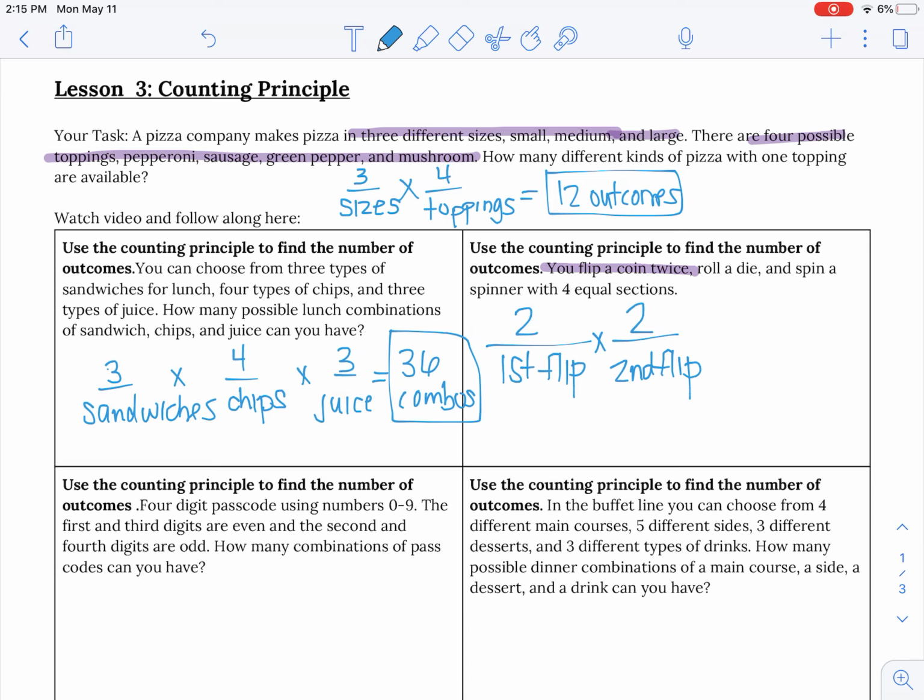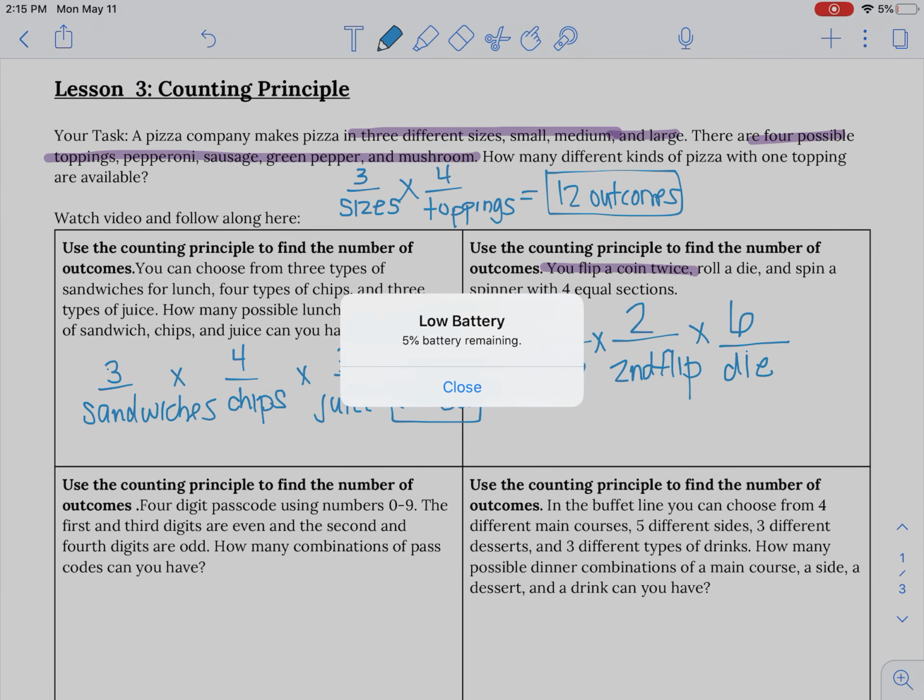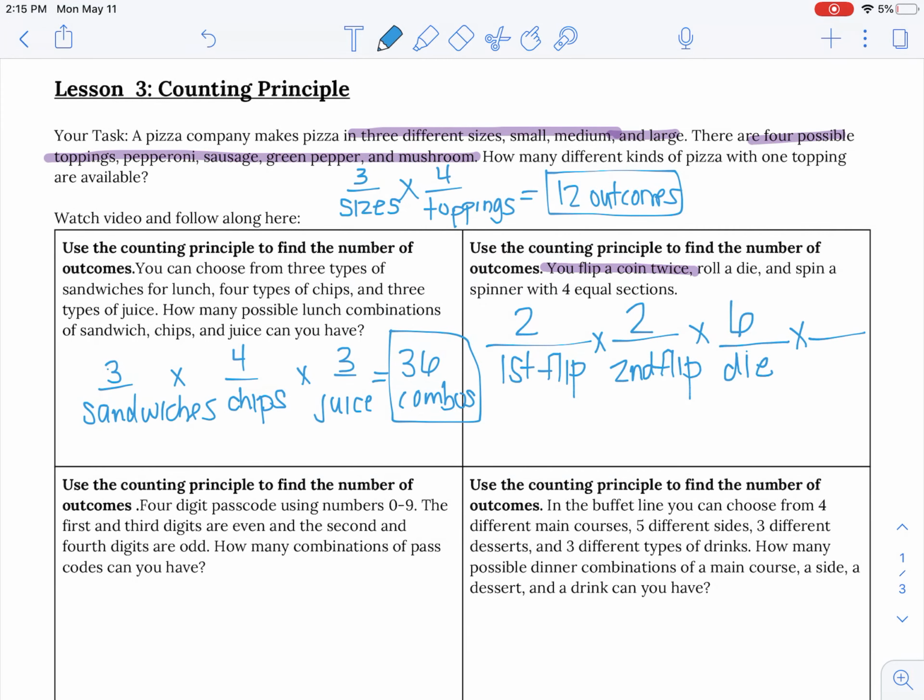And now I can move on to my die. I'm only rolling the die once, so I'm going to list the die, and I know there are 6 sides, so there are 6 possible outcomes on that roll. And then for my spin, I'm only going to spin that once, and it tells me there are 4 equal sections. So when I multiply across, I get 96 different combinations.